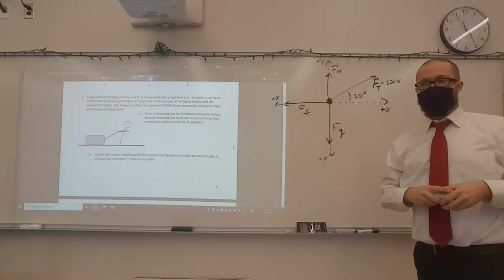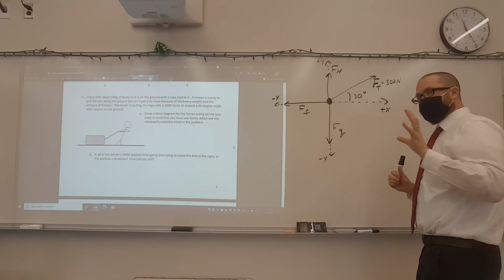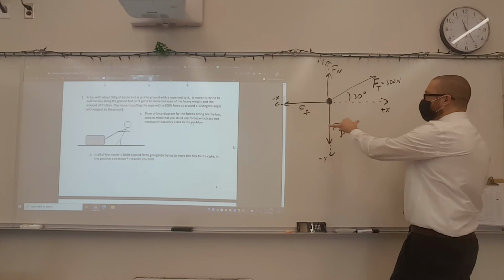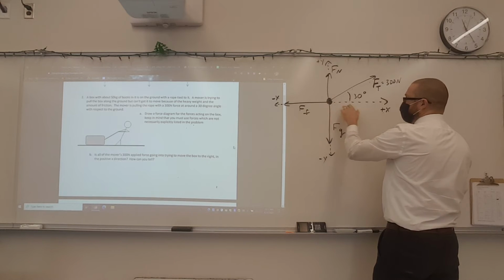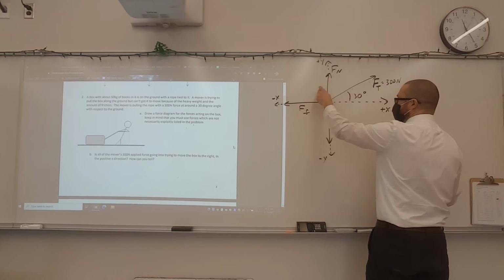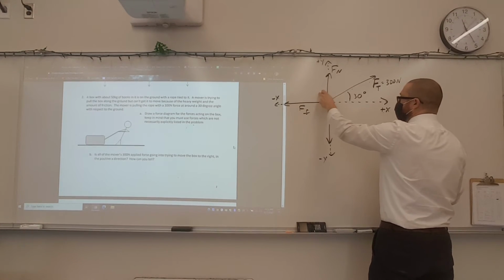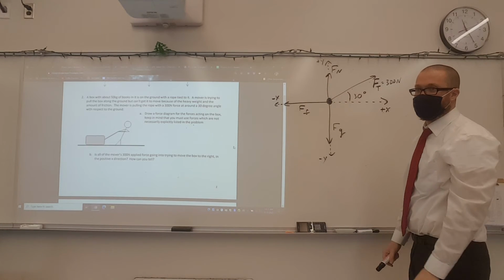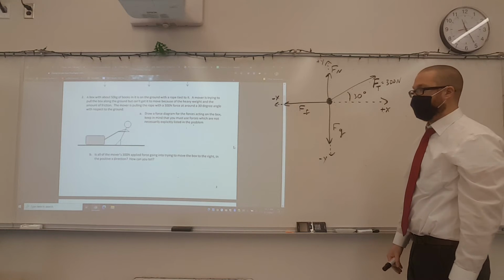The reason we do this is so that we can look back at the first problem on this worksheet and say, okay, the x forces must balance out. The y forces must balance out. However, this one's not on an x or y axis. That's the problem. That's the issue at hand.